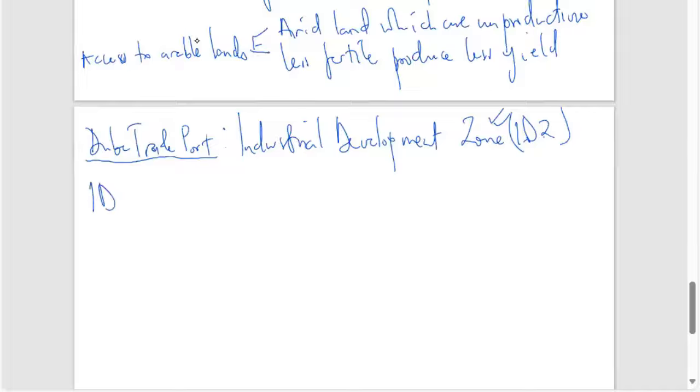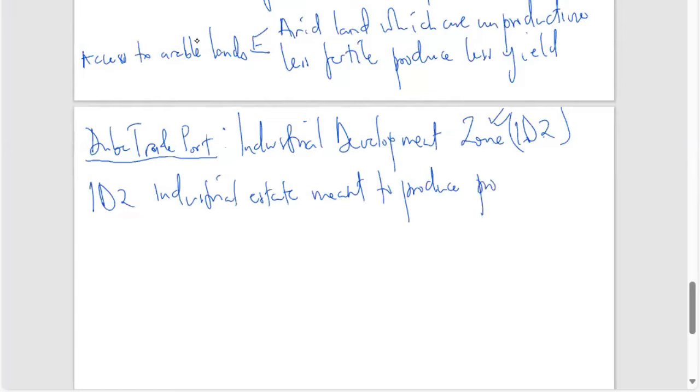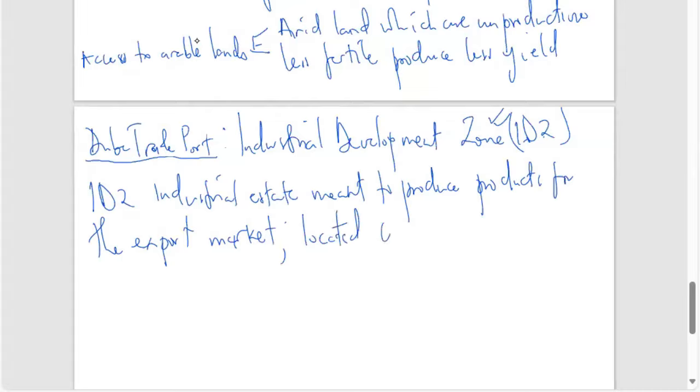So when it's talking of the IDZ, we are saying this is an industrial estate meant to produce products for the export market. So for that reason, the industrial estate is located close to a harbor and or an international airport.